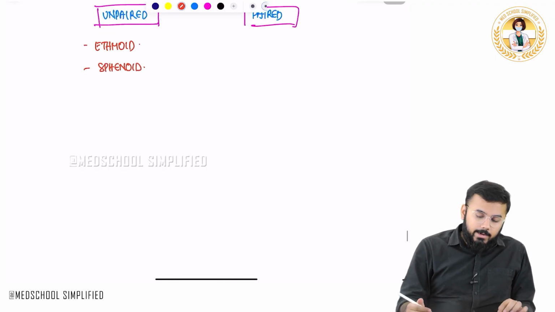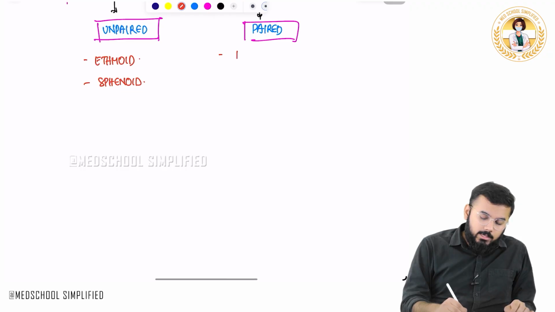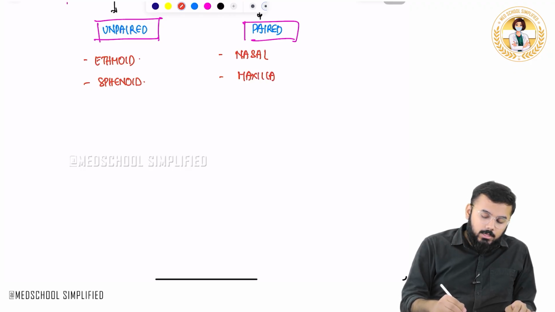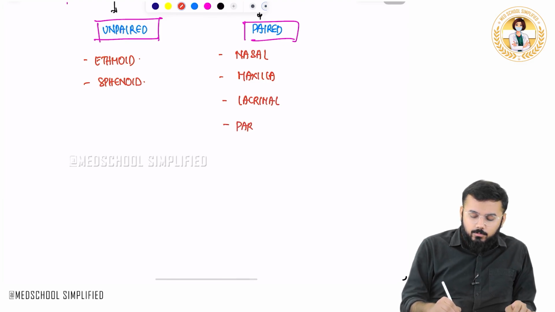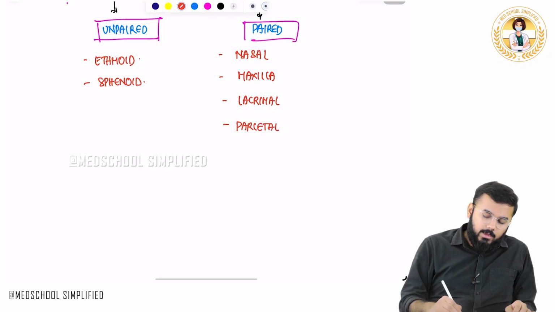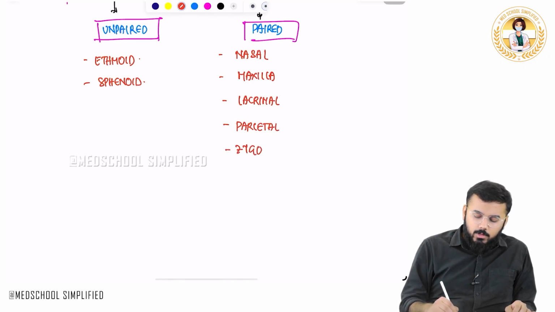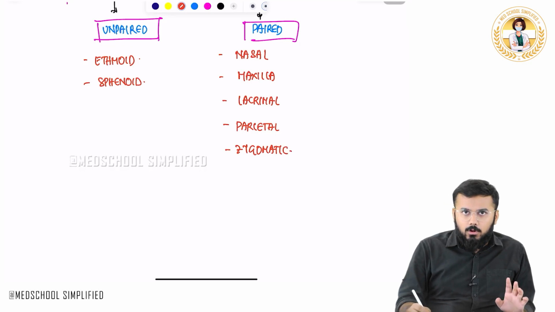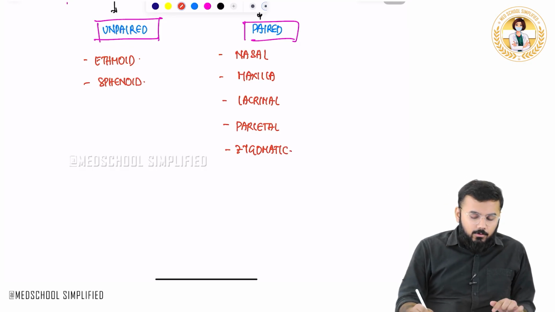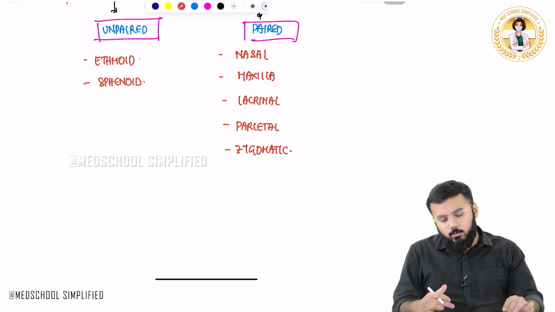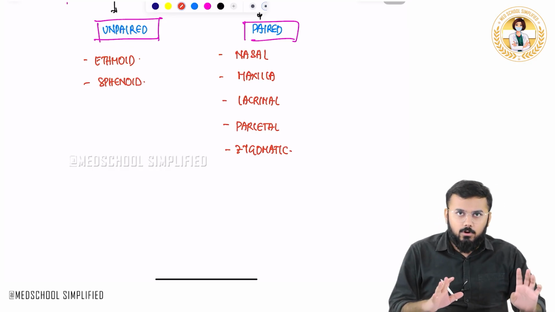When it comes to the paired, look here, the first important thing is the nasal bone. Second is your maxilla. Third is the lacrimal bone. Fourth is the parietal bone. And fifth is the zygomatic bone. So all these bones are paired bones which articulate with the frontal bone. Unpaired bones which articulate with the frontal bone are ethmoid and sphenoid, and these paired bones are the structures which articulate with the frontal bone.